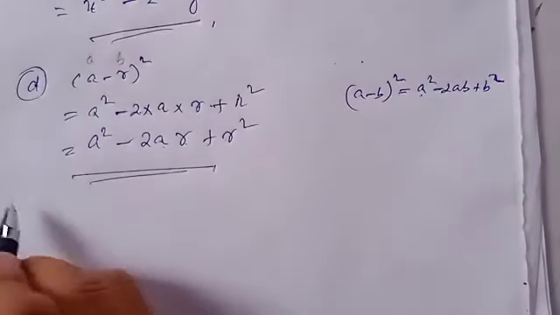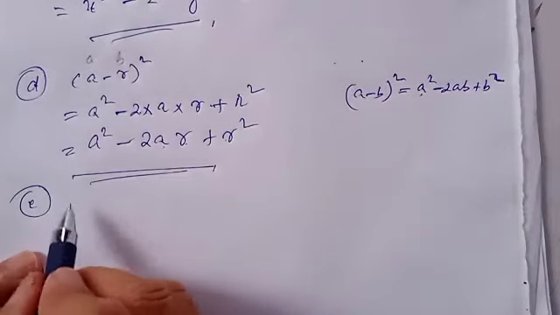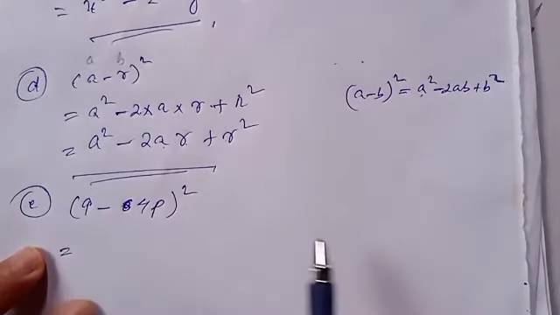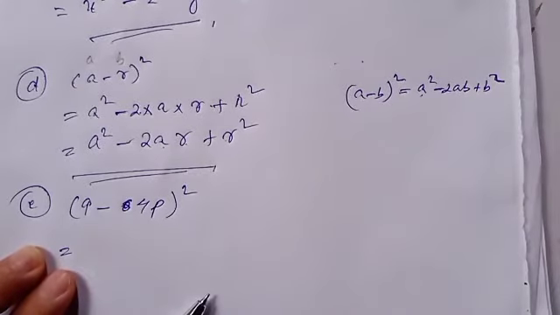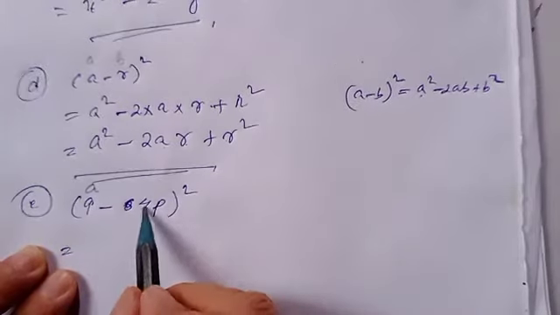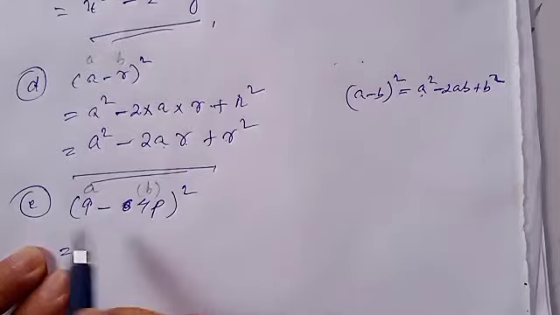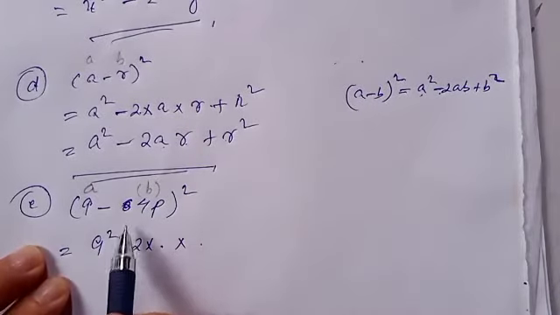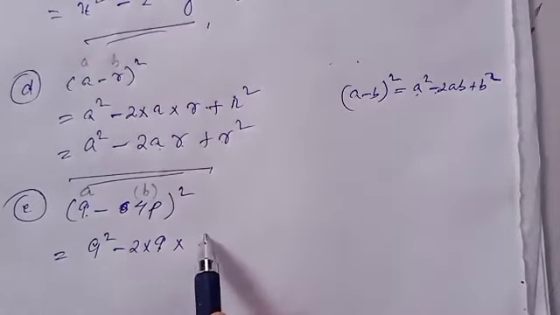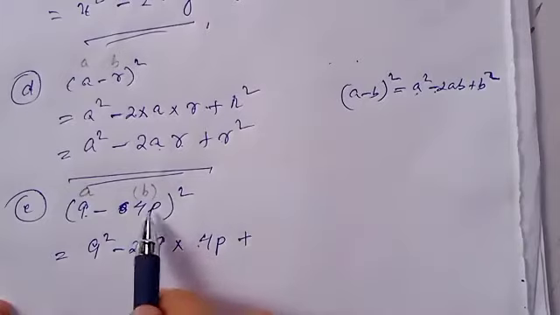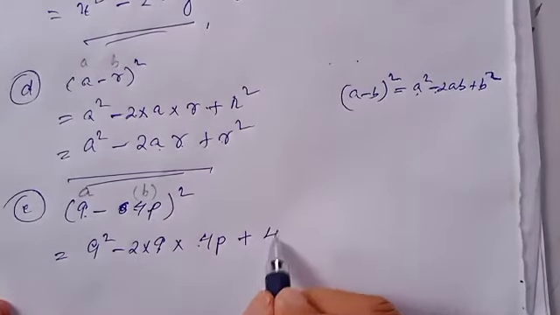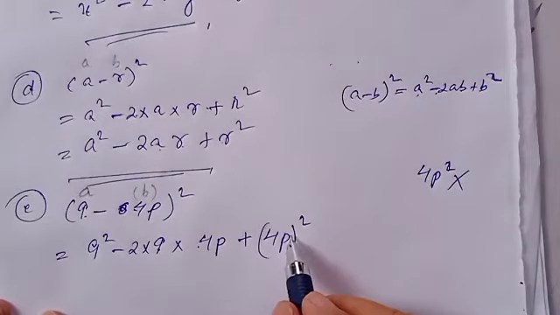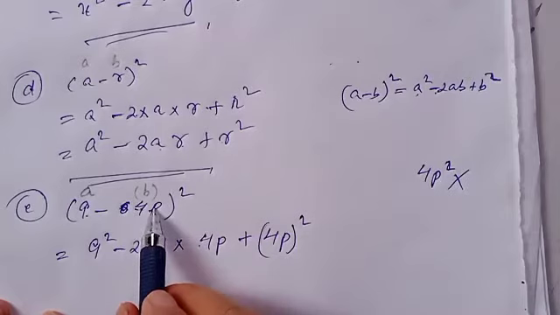Okay, let's try e. (9 − 4p) the whole square. Here we can take 9 as a, because 9 is in the first place, 4p is in the second place. First one, a square, that is 9 square, minus 2ab, minus 2 into a into b, which one is a, 9, which one is b, 4p, plus b square, which is b here, both 4 and p, right? So in this case also you write (4p) the whole square, don't write 4p square, this is wrong. You have to make it the whole square. Why? Because both 4 and p are in b.